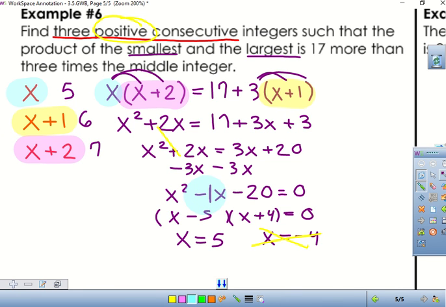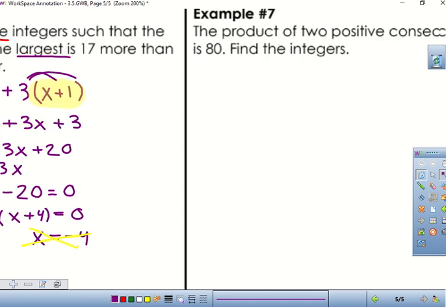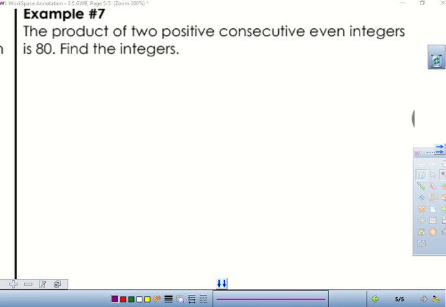Yep. So as for number 7, the product of 2 positive consecutive even integers. Even. What are 2 consecutive even numbers that you know of? 2 and 4. Not the 3 though. 2 and 4. 4 and 6. What is the gap between consecutive even integers? 2. So your numbers are going to be x and x plus 2. So go ahead and try it.